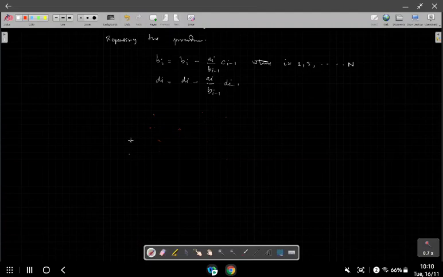And the formula for that you can write: the unknowns xi can be determined by back substitution.